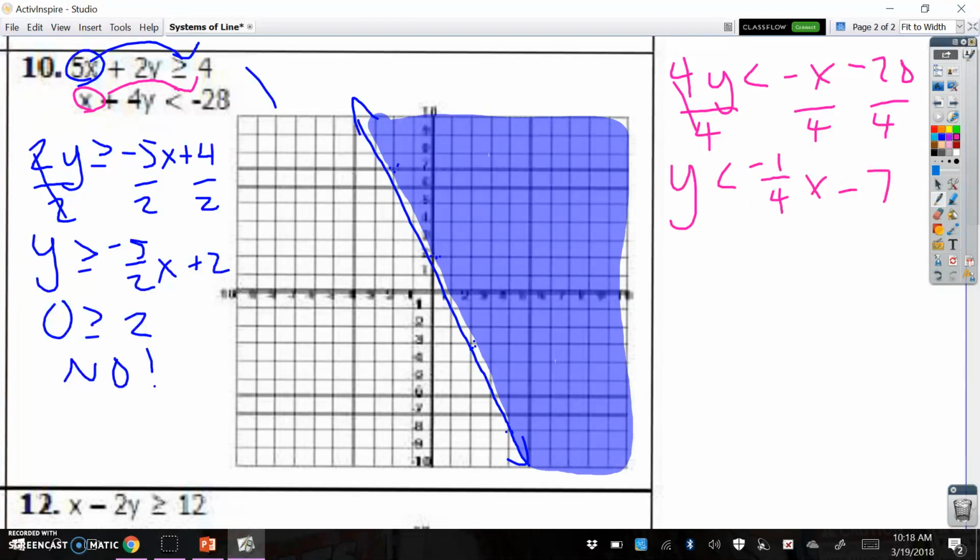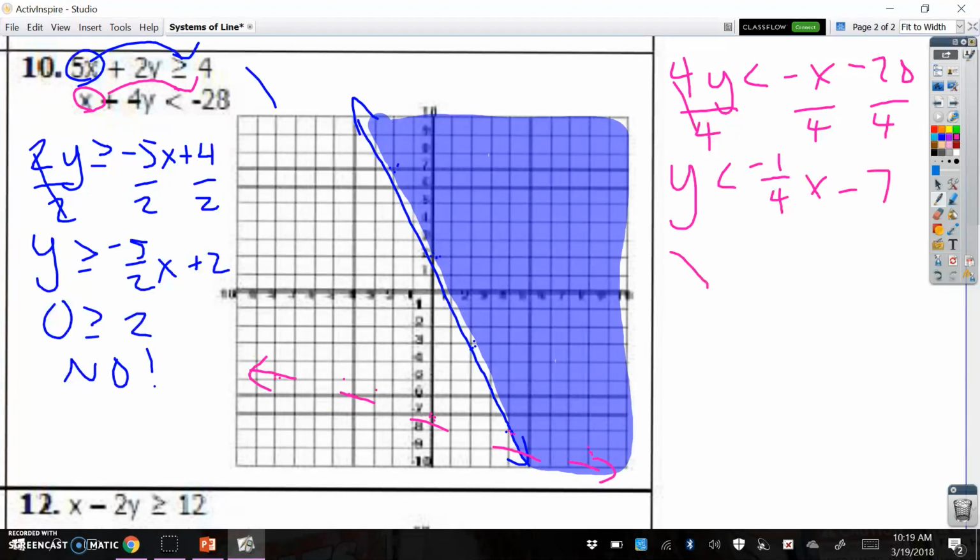1, 2, 3, 4, 5, 6, 7. The slope is a negative 1 over 4, down 1, over 4. Then up 1, over 4. Okay, solid or dotted? It is dotted.